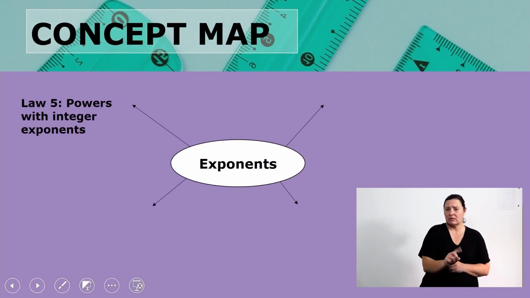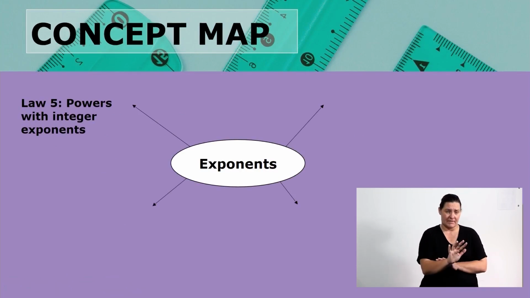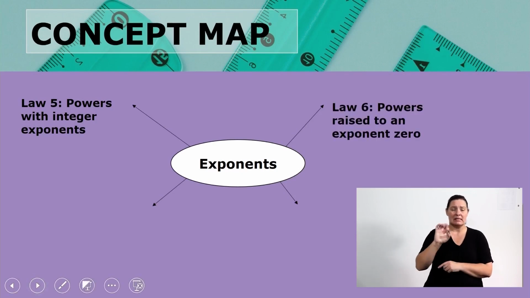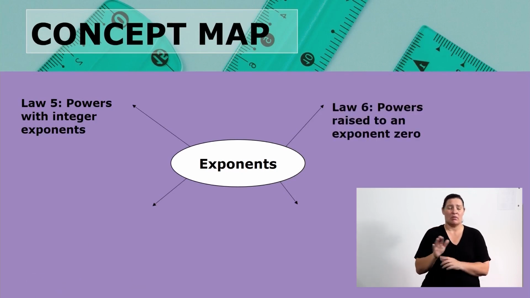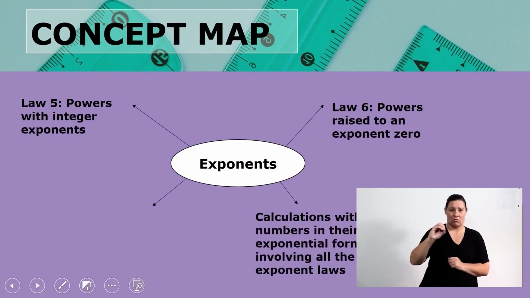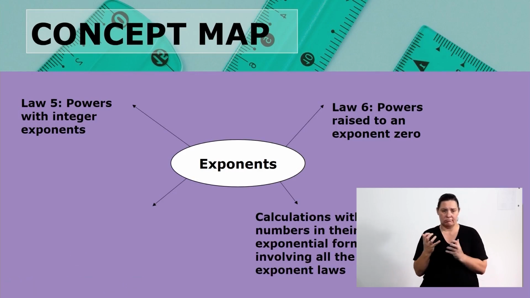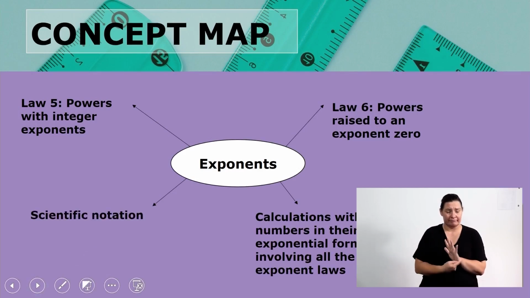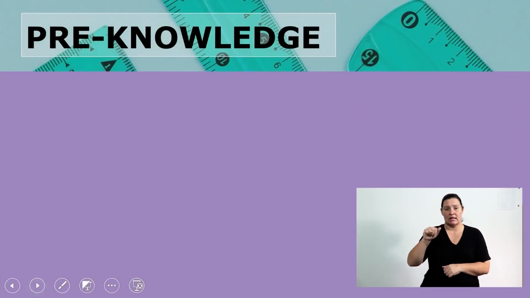We are going to be looking at law number 5, which focuses on powers with integer exponents. Then we are also going to be looking at powers raised to an exponent 0. Then we are going to look at calculations with numbers in their exponential form involving all the exponent laws. And lastly, we are going to be focusing on scientific notation.